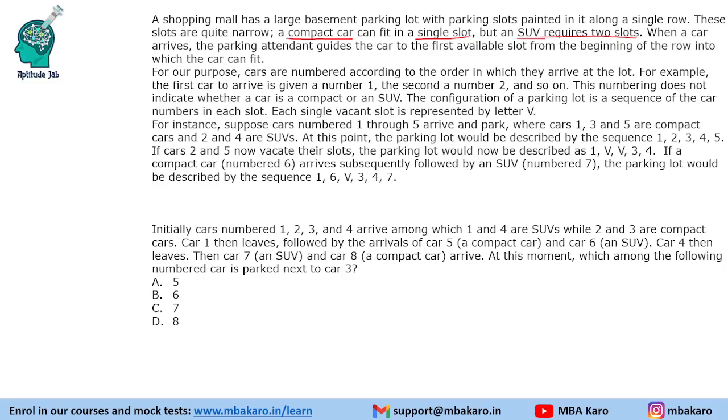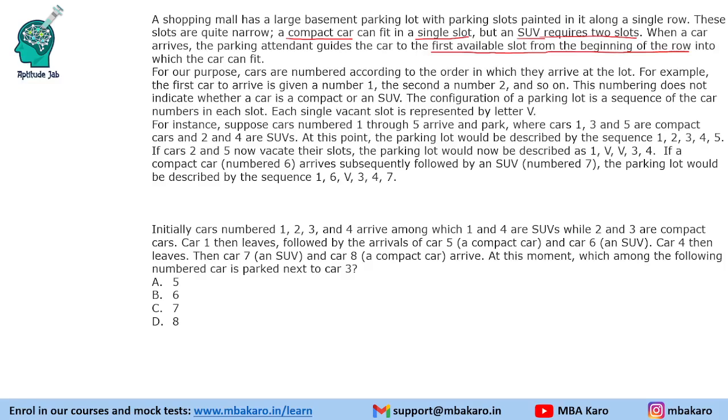When a car arrives, the parking attendant guides the car to the first available slot from the beginning of the row. So whichever slot is available first will be assigned to the new car. For our purpose, the cars are numbered according to the order in which they arrive at the lot. For example, the first car to arrive is given the number 1, then 2 and so on. This numbering does not indicate whether a car is compact or an SUV. So the numbering gives the order but not the size of the car.